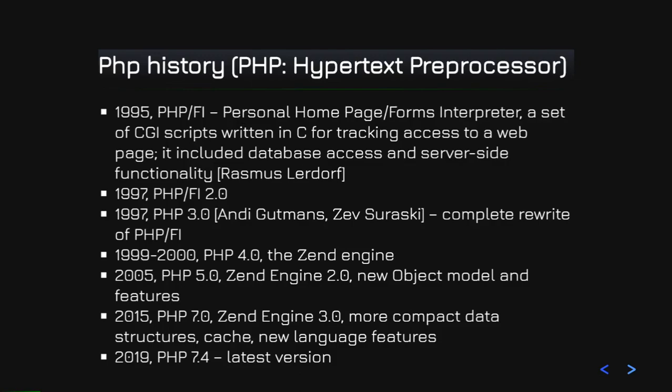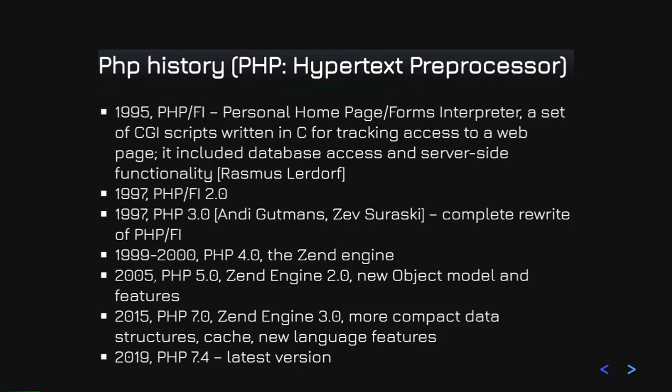Okay, so initially PHP started as a set of CGI scripts written in C for tracking access to a web page. It also included database access and server-side functionality. It was written by Rasmus Lerdorf. And this was in 1995, when PHP was named Personal Homepage Forms Interpreter. Then in 1997 we have PHP Forms Interpreter version 2.0. Then in 1997 we have PHP 3.0, and the name changed to the name that we have today, PHP Hypertext Preprocessor, a recursive definition. It was a complete rewrite by Andy Gutmans and Zeev Suraski.